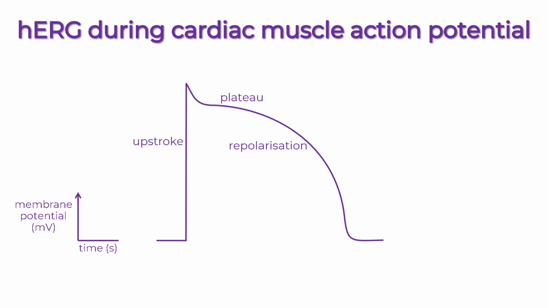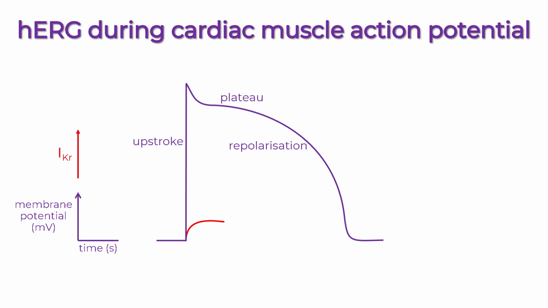Here we see a typical ventricular action potential. I'll now superimpose the IKR current to show how it contributes. When the cell depolarizes at the start of the action potential, hERG channels begin to open, but they do so slowly and they inactivate very quickly. Because of this, only a small fraction of channels are actually open and conducting during the plateau phase, when calcium influx keeps the membrane depolarized.